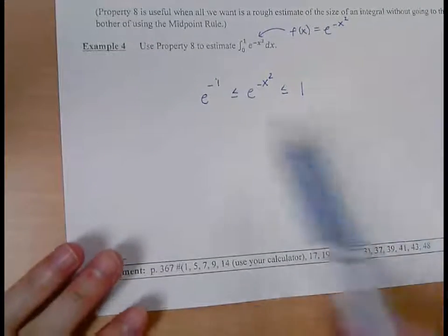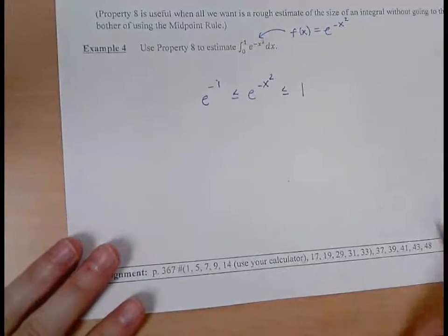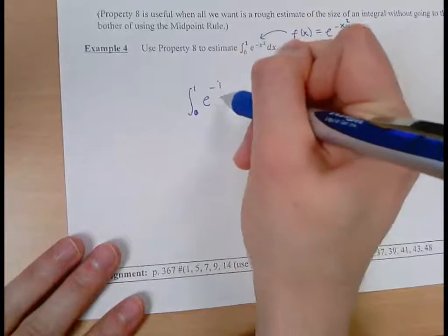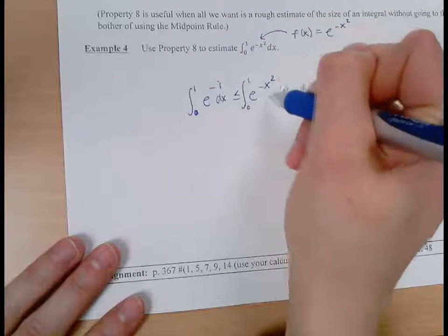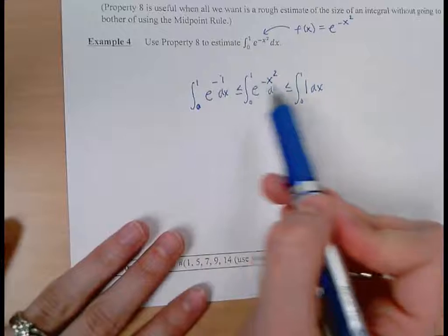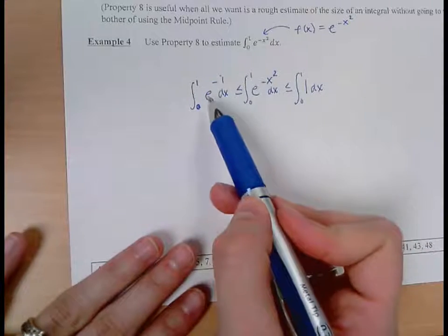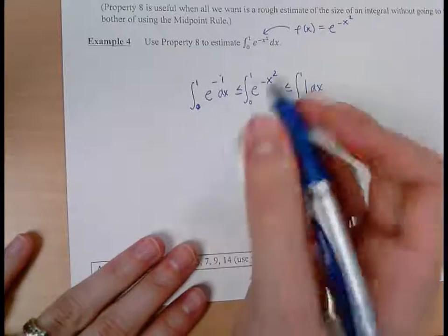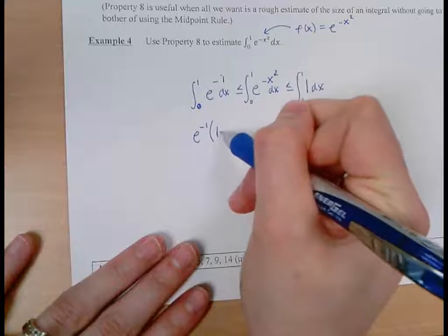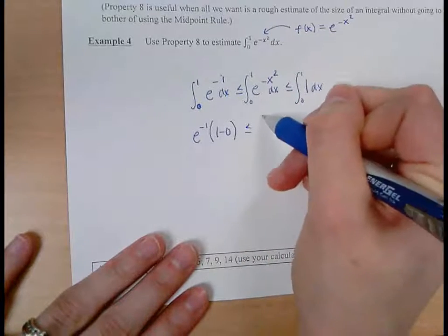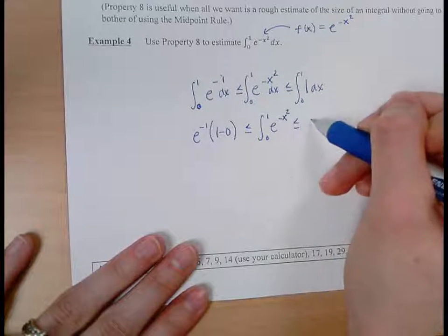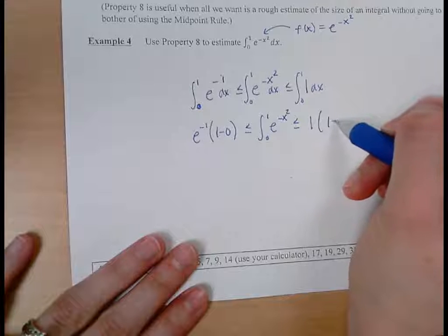Okay, so I have an absolute max and min. And so then to get the rough estimate, I can take the integral from a to b, which would be from 0 to 1, of everything. And that means the two outer integrals, since they're constants, they're just going to be equal to that constant multiplied by the width of the interval. So I would have e to the negative first multiplied by 1 minus 0 is less than or equal to the integral from 0 to 1 of e to the negative x squared, is less than or equal to 1 times the width of the interval, 1 minus 0.